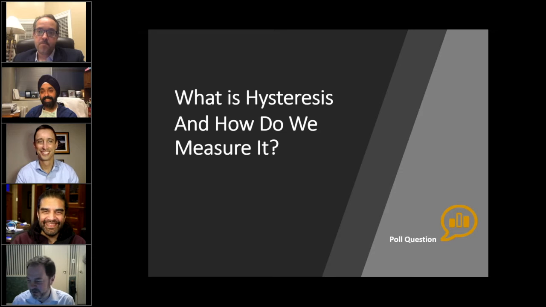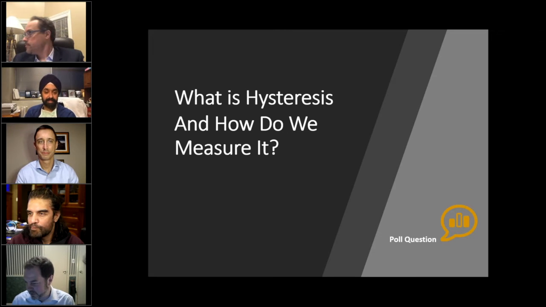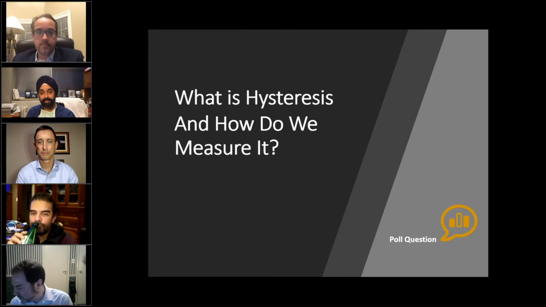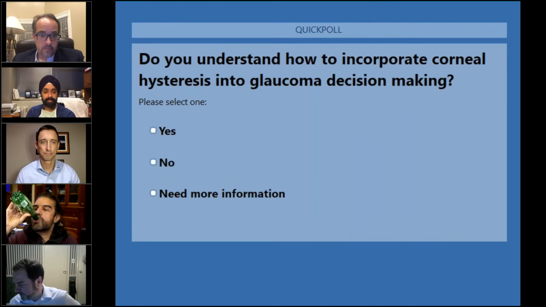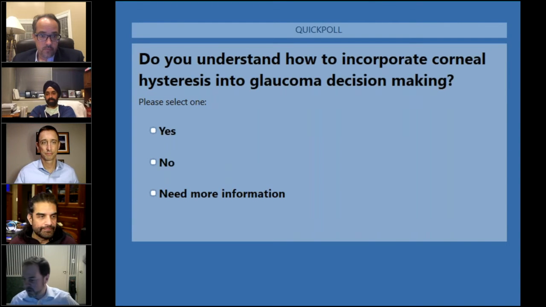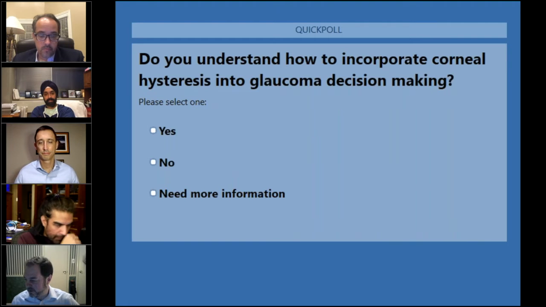This is our first opportunity for an interactive audience poll question. There are two questions everybody gets to vote on. The first question is, do you, audience members, understand how to incorporate corneal hysteresis into glaucoma decision making? You should see that poll on your screen now, and you can vote on it, and I'll be able to see the results coming in. Most people don't understand how to incorporate it into clinical decision making right now. It's about 40% no, 20% yes, and the rest of you say, I want more information. Well, good. I think that's what we're going to do this evening.